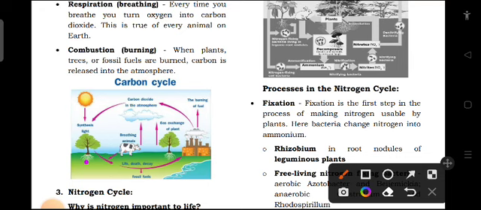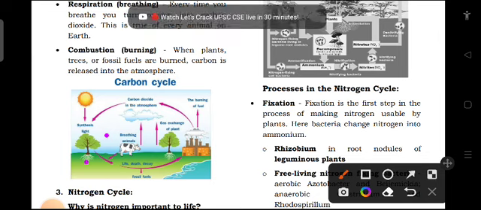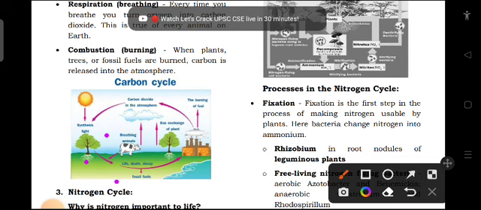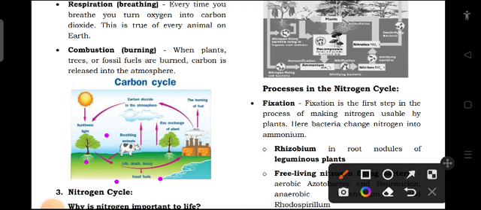Now carbon dioxide is in the atmosphere. It is taken by plants. Many living things decay, and they will be converted into fossil fuels. And we also have the burning of fuel. It will give out many gases including carbon dioxide. So these are the things which accumulate carbon dioxide in the atmosphere.